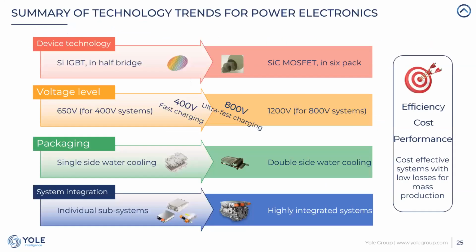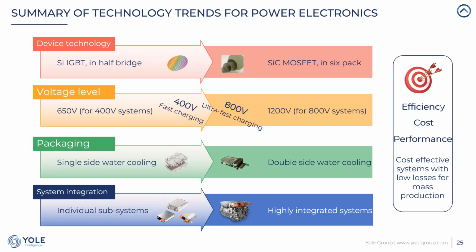Now, if we look at a summary of the different technology trends for power electronics, we discussed the first one, that is moving from silicon to silicon carbide. Then the second one is moving to increased voltage level, 800 volt, for ultra fast charging, to have better energy conversion efficiency, more compactness, and relaxed cooling.